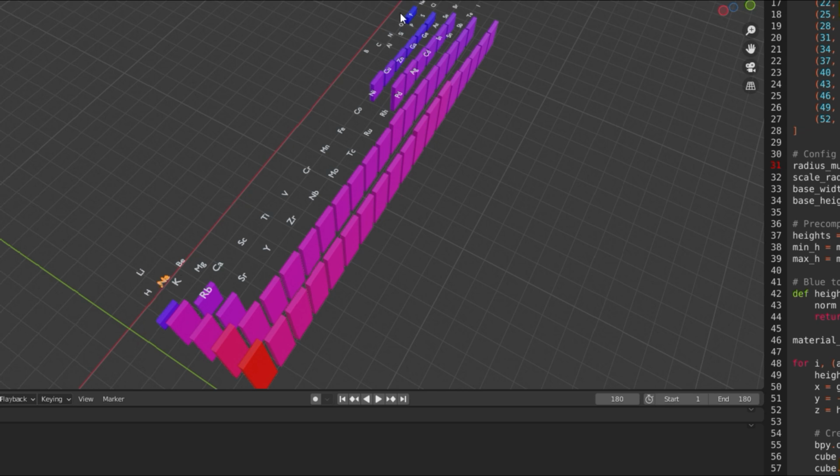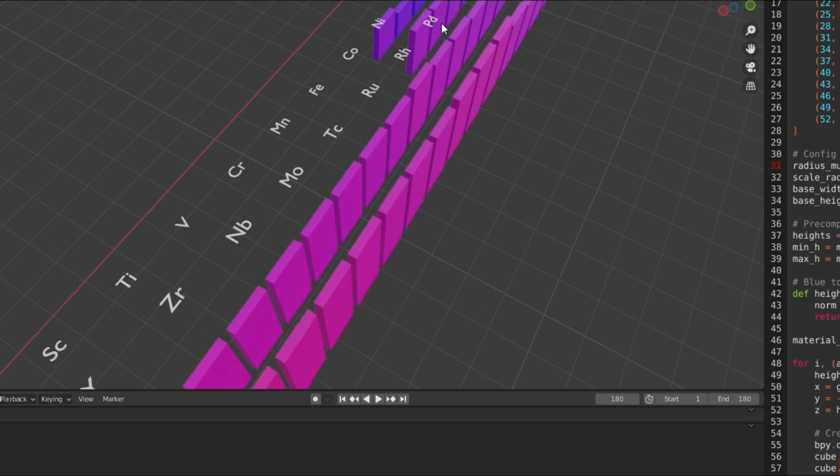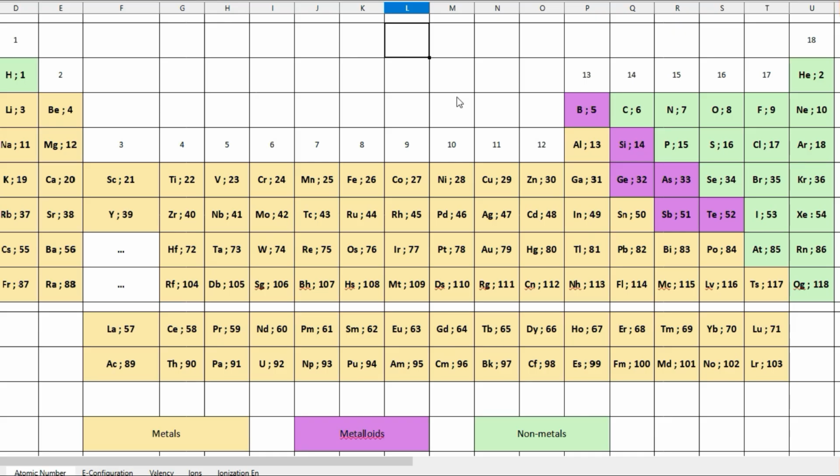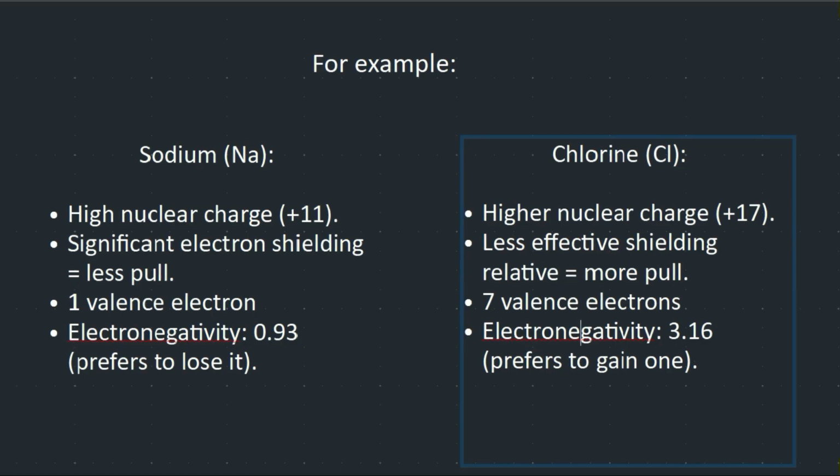We have sodium over here, right? And chlorine over there. So what I'm trying to show is that as we move to the right, the size of the atom reduces. As a rule of thumb, you can remember it that way. So we can see that chlorine has a higher value than sodium.